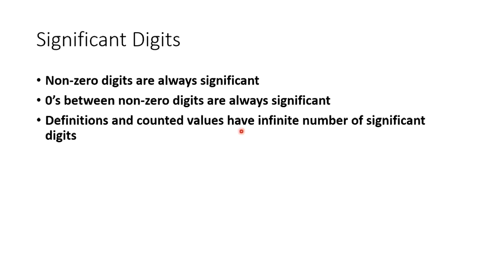A few rules on determining how many significant digits are in a value. Non-zero digits are always significant, zeros between non-zero digits are also always significant, and definitions and counted values have an infinite number of significant digits. Because if you think about it, 1 kilometer is equal to 1,000 meters. That's a value that we define, so you can't really be unsure about the accuracy of that definition. And the same with counted values. If you have 3 books, you know for a fact that there are 3 books. So they have an infinite number of significant digits.